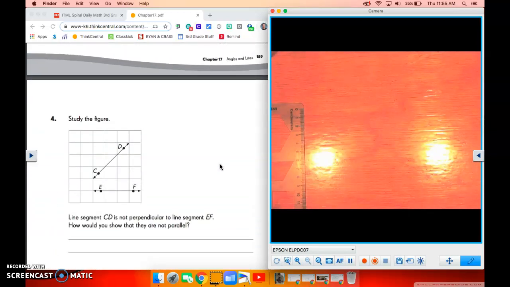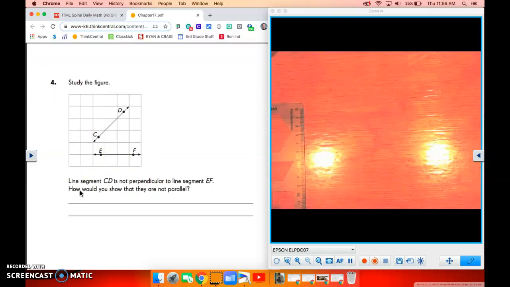All right, here we go. Study the figure CD and EF. So line segment CD is not perpendicular to line segment EF. How would you show that they are not parallel? So parallel, like this one here, just goes right on the background, and it will go on forever either way. But this one here, it's going to hit it. They're going to run into each other at that spot right there, okay? So how would you show that they are not parallel? Well, I could continue this line down and have it hit, okay?